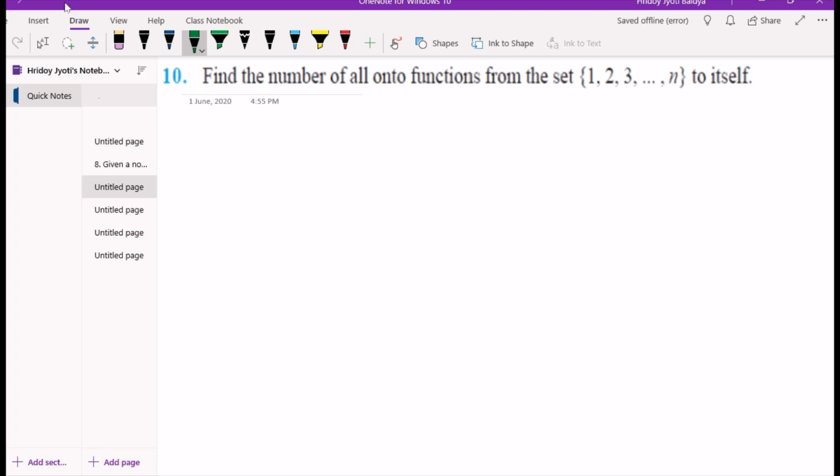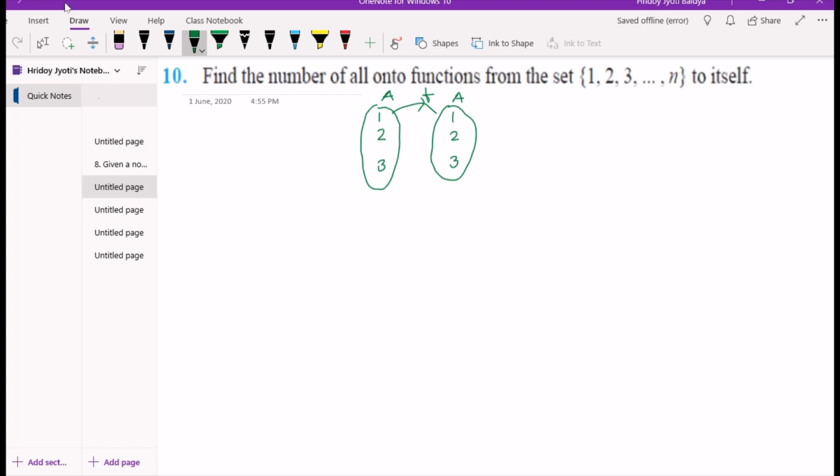This is a very important question. Find the number of all onto functions from the set {1, 2, 3, 4, 5, 6, ... n} to itself. Okay, so before I solve this question, we need to understand one point here. Let me take one example. Suppose I'm taking one set containing 1, 2 and 3, and one function running from A to A only. So here also 1, 2 and 3, and I'm saying that this function is onto.